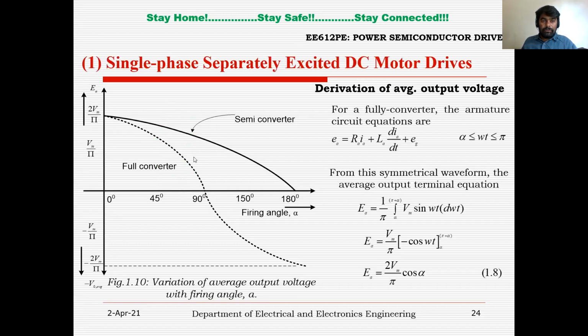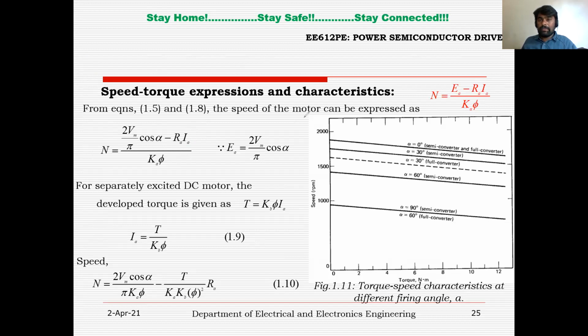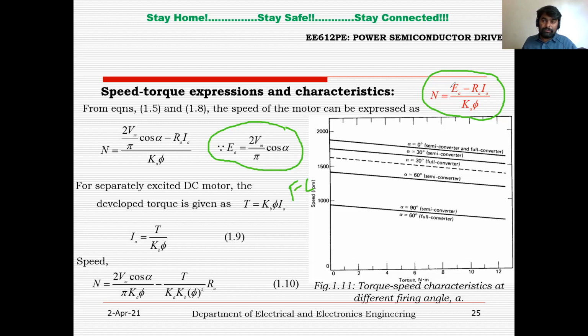Right? Now if you recall the previous slides, we derived that the speed equals EA minus IA RA divided by KF phi, right? Where EA equals 2 Vm by pi cos alpha. This is for a fully controlled converter. In case of a semi-controlled converter, it was Vm by pi into 1 plus cos alpha. So here instead of E, I can substitute 2 Vm by pi cos alpha. Right, and this is a separately excited DC motor. So this is the torque expression, which is KB phi into IA. From this, IA I can write as torque divided by KB phi.